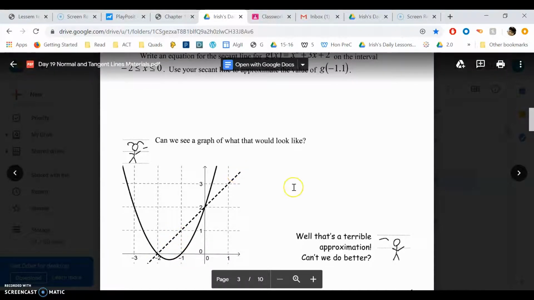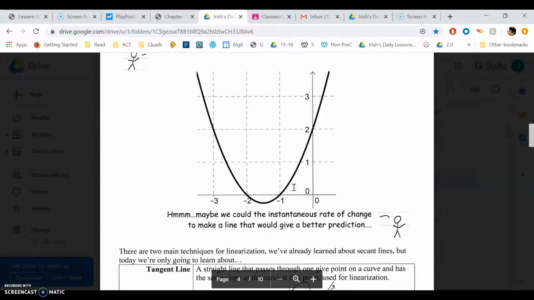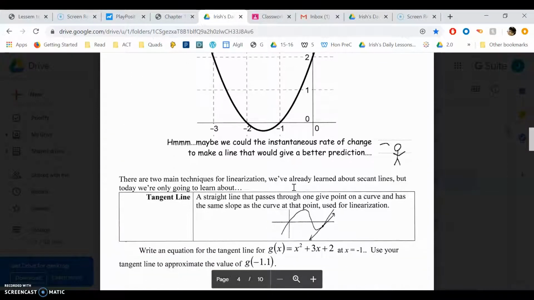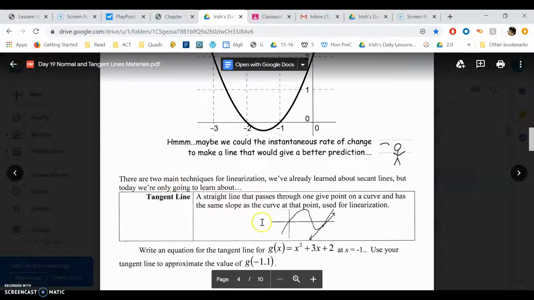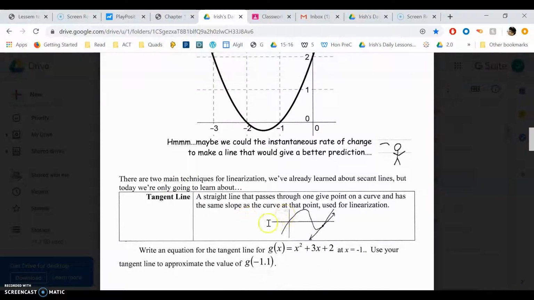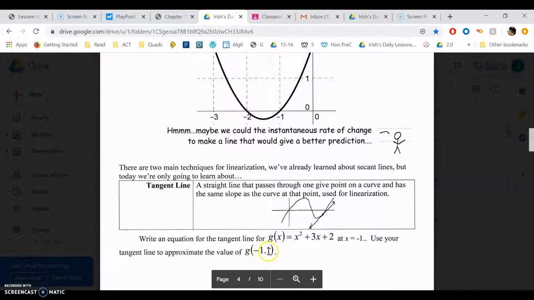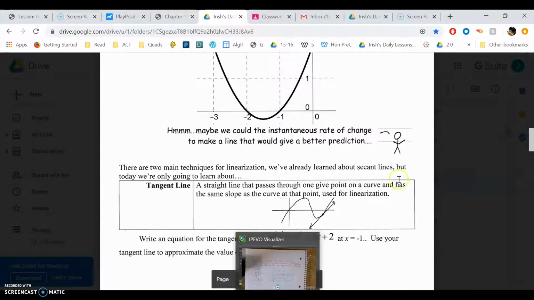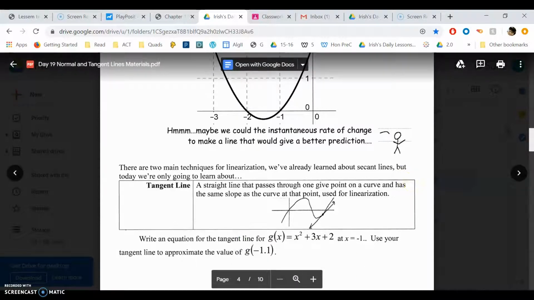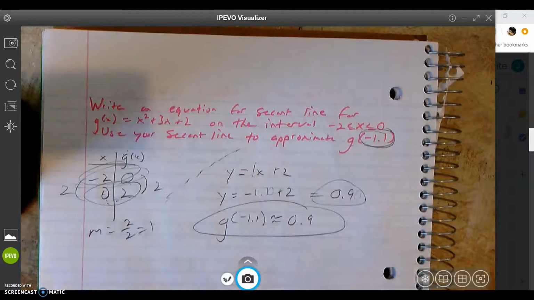So let's use what we know to do a little better. So now we're going to use this thing called a tangent line. Okay? So pause the video and write this down. And then we're going to use a tangent line to approximate the same thing, -1.1 on g. Okay? So pause the video, write that down. All right, cool. Here we go.